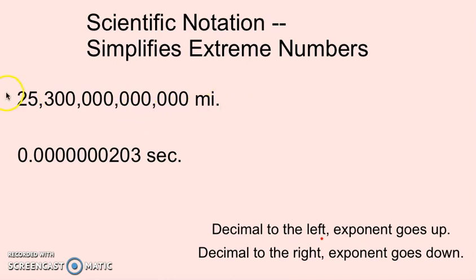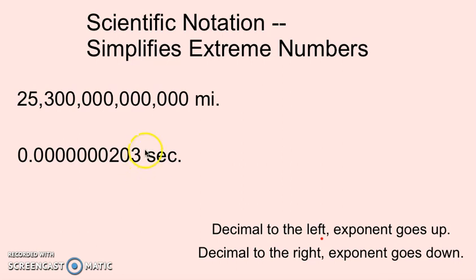For example, this figure right here, from what I remember, is the distance between the sun and the nearest star that is not in our solar system, and this is quite a few miles here. This particular number is a really, really small number. If I remember correctly, this is the amount of time it takes for light to get from one end of a bedroom to the other.